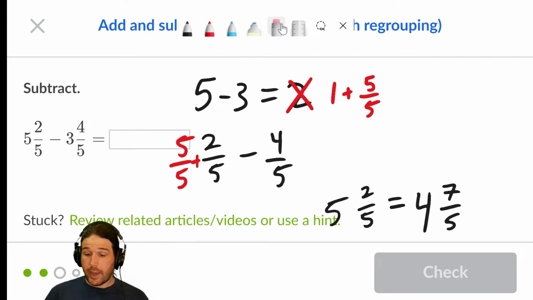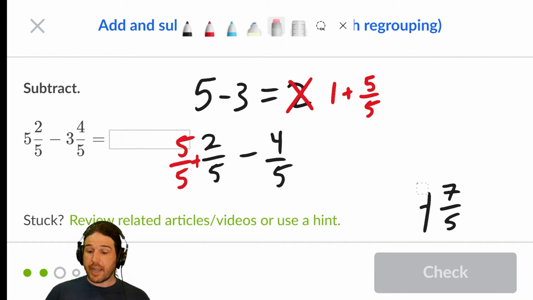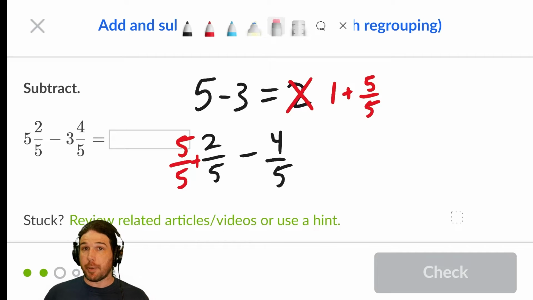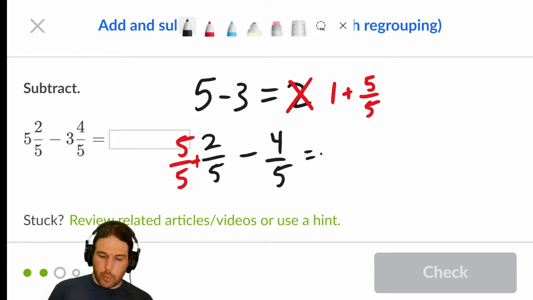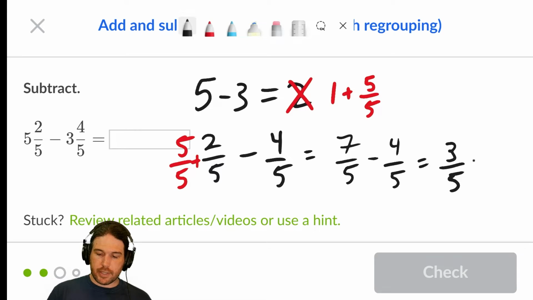You could, by the way, do this if you know how negative numbers work. You could do this without regrouping, but again, that's something you learn down the line. So we actually get 7/5 minus 4/5, which is 3/5. Our final answer is 1 and 3/5.